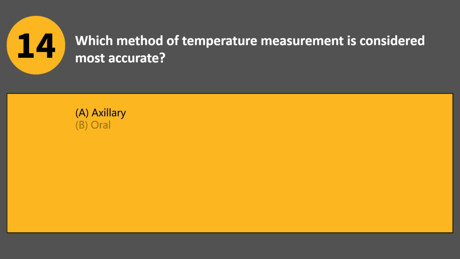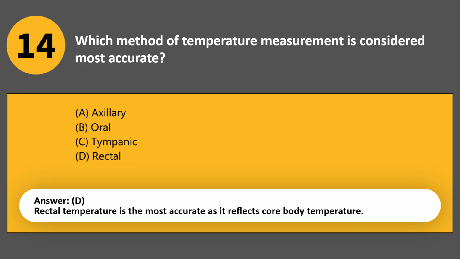Which method of temperature measurement is considered most accurate? A. Axillary. B. Oral. C. Tympanic. D. Rectal. Answer D. Rectal temperature is the most accurate as it reflects core body temperature.